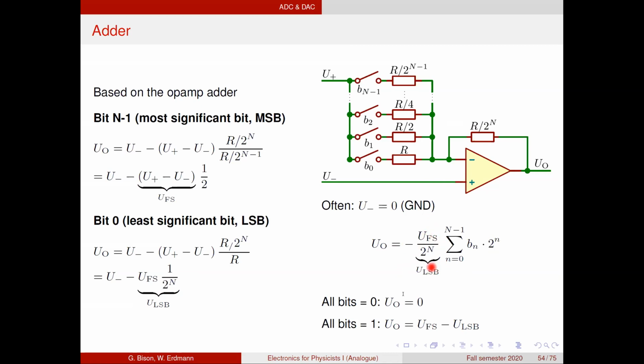We get the full scale divided by 2 to the n, so the least significant bit voltage, times this sum of binary values times 2 to the n, which gives us, of course, exactly the representation that we want. If all bits are 0, again, we get voltage equals 0. If all bits are 1, we get almost full scale, minus 1 least significant bit voltage.